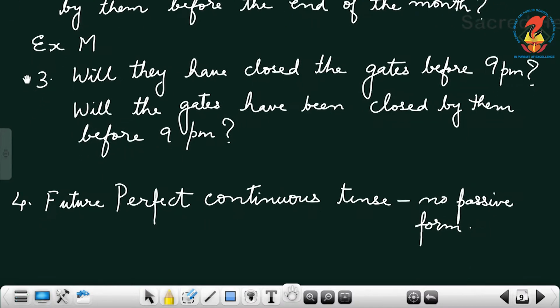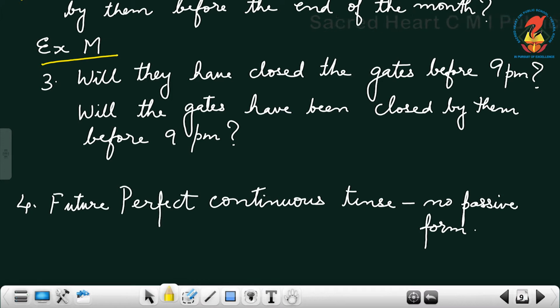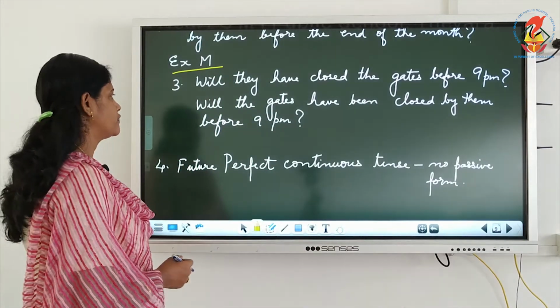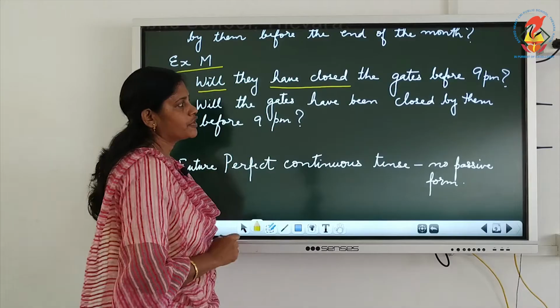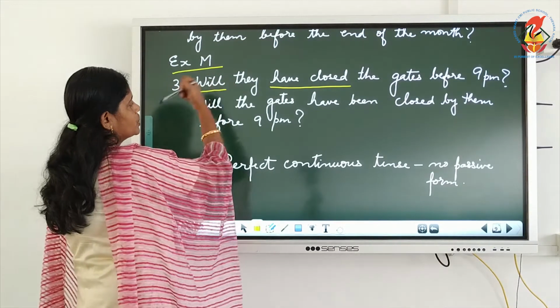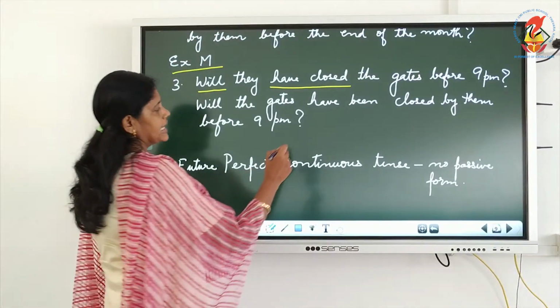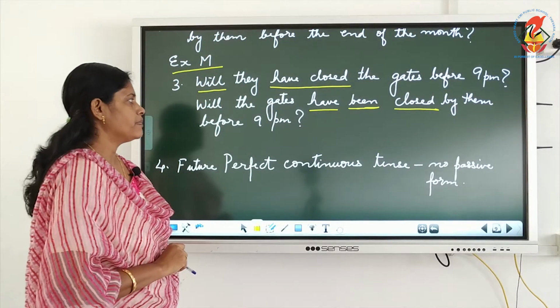Next, a few examples from your grammar textbook, exercise M. I am doing the third one, children. The first and second, it's very easy, you can do directly. The third one, it's an interrogative form. Will they have closed? Again, will and have closed. Will they have closed the gates before 9 p.m.? So when you convert it, being an interrogative form, the first verb or the auxiliary verb is retained. Will the gates have been closed? You see the extra word is here. Will the gates have been closed by them before 9?